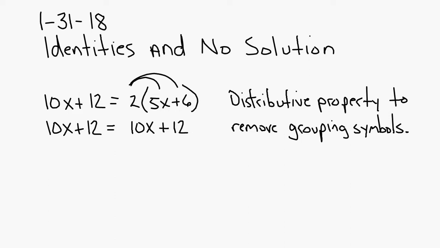Now you can see here that the left hand side of the equation is exactly the same as the right hand side of the equation. And when that happens, you can stop working. This is an identity problem, and it means that there are an infinite number of solutions.